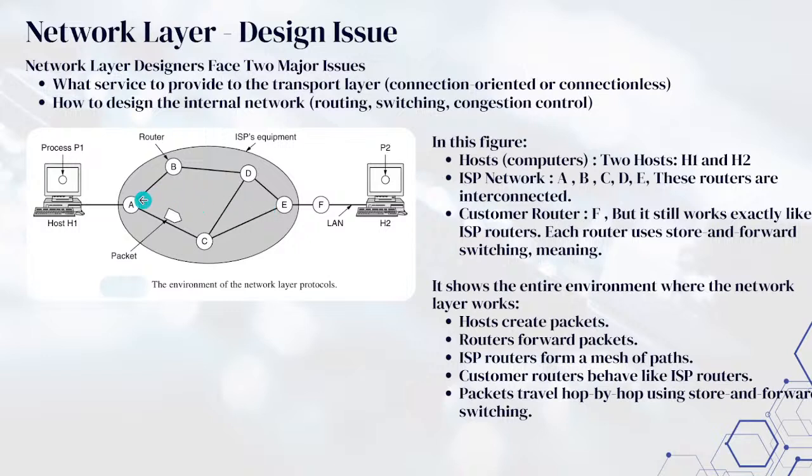So here the host creates the packet, a router forwards the packet, ISP routers form a mesh of paths, customer routers behave like ISP routers, and packets travel hop by hop using store-and-forward switching, and finally it reaches the destination. So this is the way the network layer works.